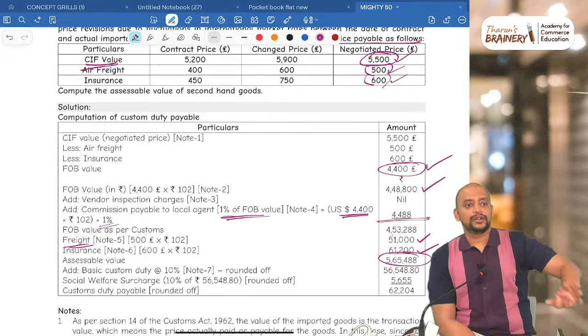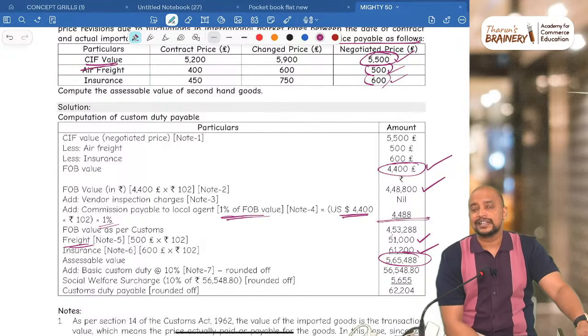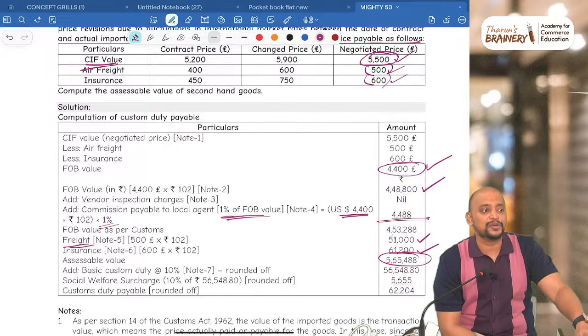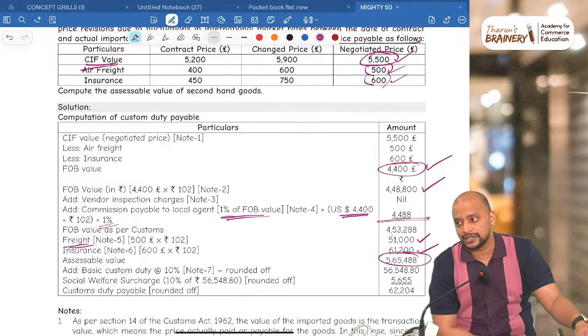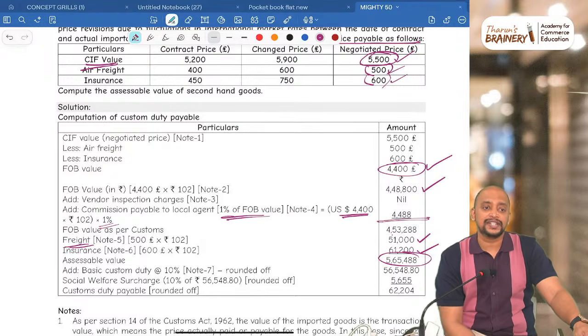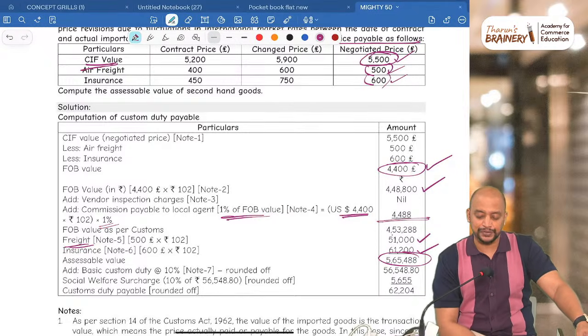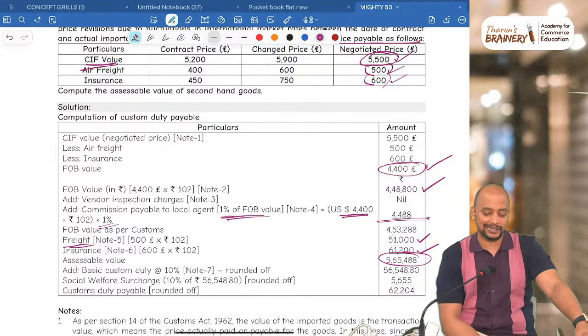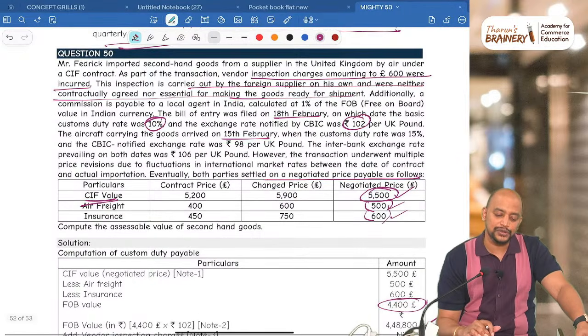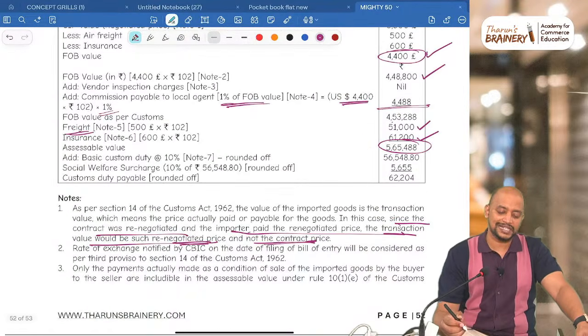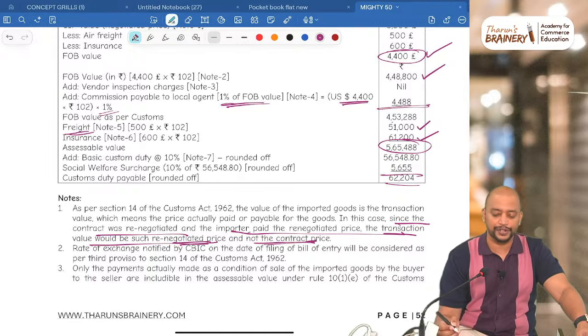Understood? What are the special points in this? That is, the negotiated price should be taken. Vendor inspection charges not included because they are incurred by the supplier on his own account. And we need to first deduct the freight and insurance to get the FOB, because air freight is given. Then the air freight should be restricted to 20% of FOB, calculation to be done. And only basic customs duty is given. So the social welfare surcharge we need to add and the customs duty rounded off.